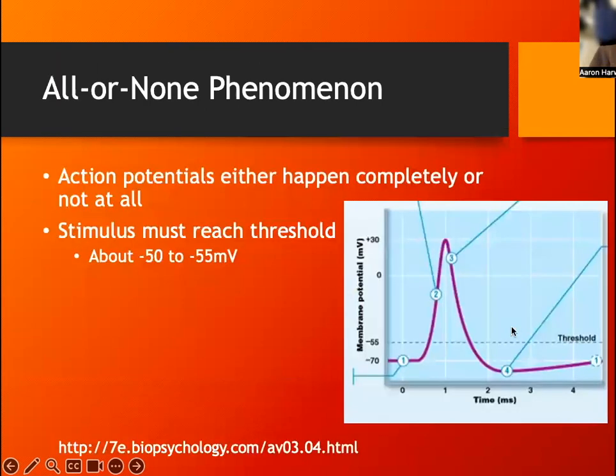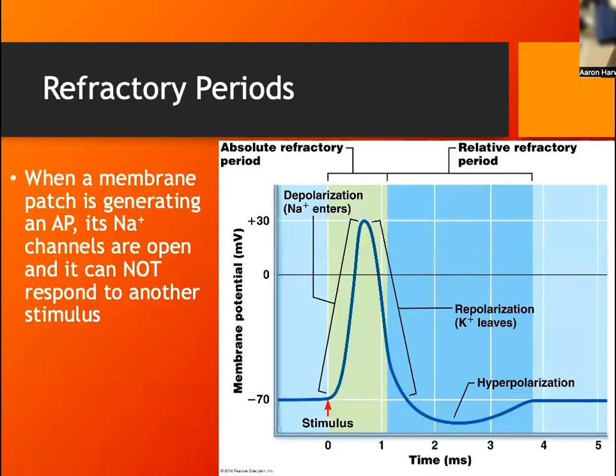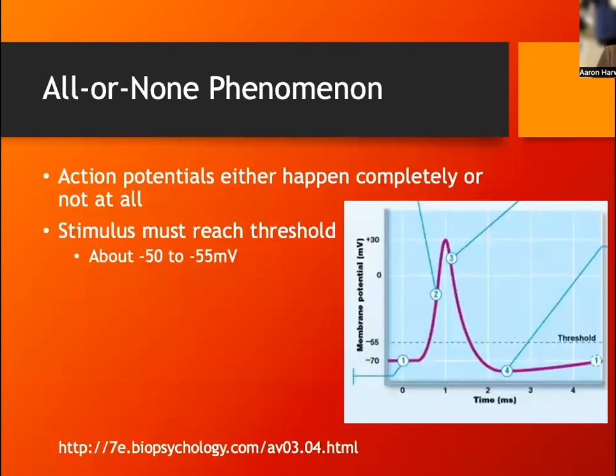So here we're going to talk about something called the all or nothing phenomenon. I'll introduce a little bit here. It's the whole idea that basically action potentials either happen completely or not at all. So you have to reach a threshold of depolarization, which is about -50 to -55 millivolts. You see this threshold mark here on the graph.